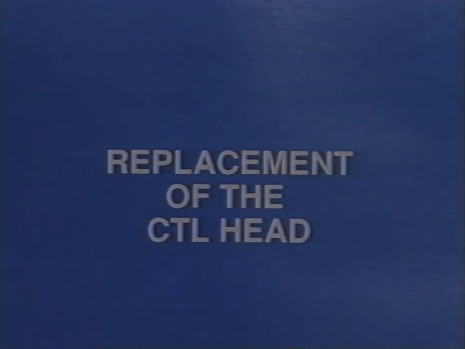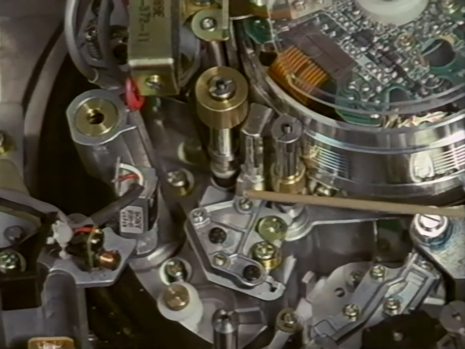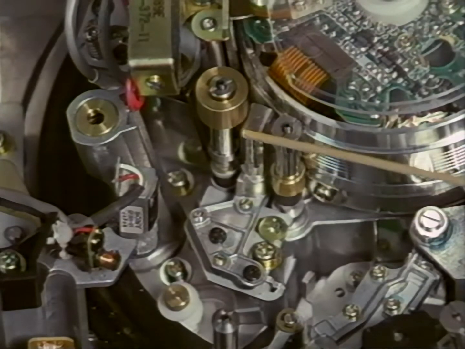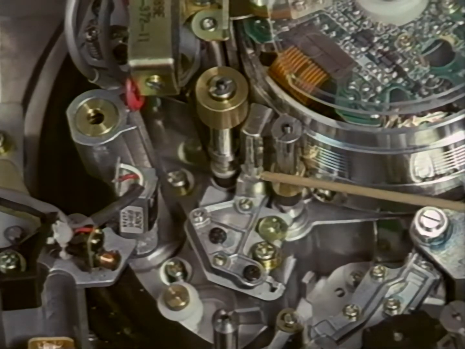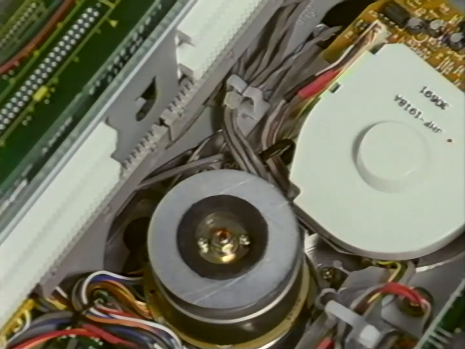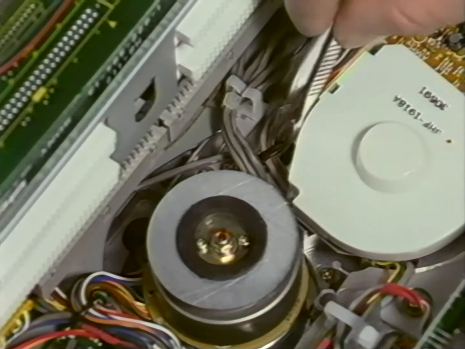Replacement of the CTL head. This section of the tape demonstrates the replacement of the CTL head. Because there is little clearance between the CTL head and the head drum, there is no slack in the wires at the back of the CTL head.